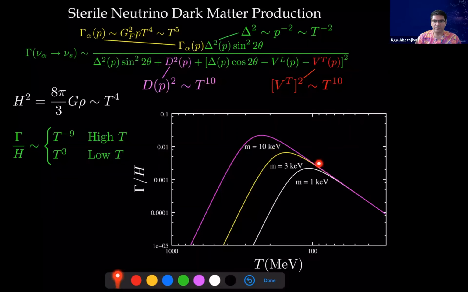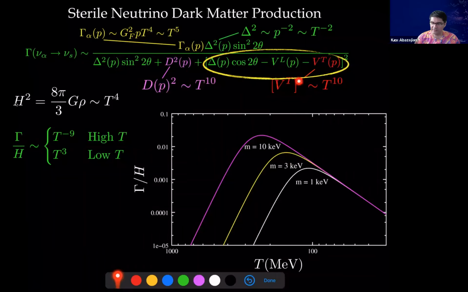So here are curves of gamma over H in simplified models with just this constant background. They're just smooth curves. This is for a fixed mixing angle too, so they all go to the same low temperature gamma over H. But they peak at different temperatures, so for 1 keV you peak at close to 100 MeV, and at 10 keV you peak at 230 MeV or so. But this is for the sterile neutrino mass, right? So right around here, though, is the QCD transition, which I'll show in a bit.